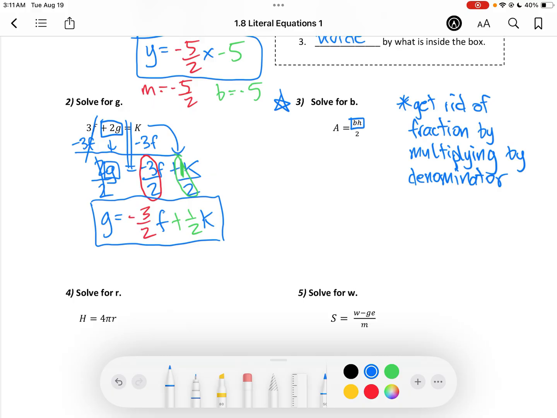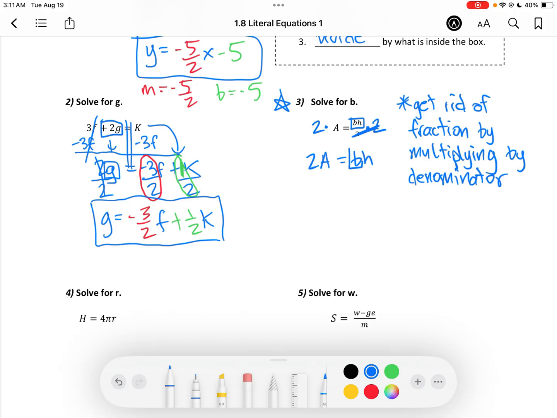So in this situation, I'm going to multiply by 2 to get rid of that 2 at the bottom. So I'm doing the inverse of dividing by 2, which is multiplying by 2. So those 2's on the right cancel out, and you're left with BH on the right side. And on the left side, I have 2 multiplied by A.